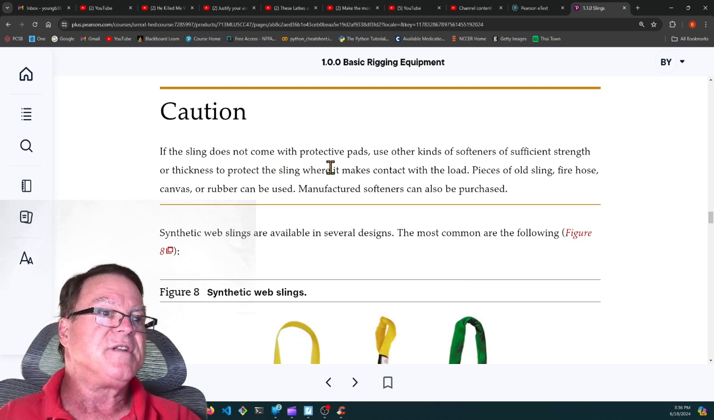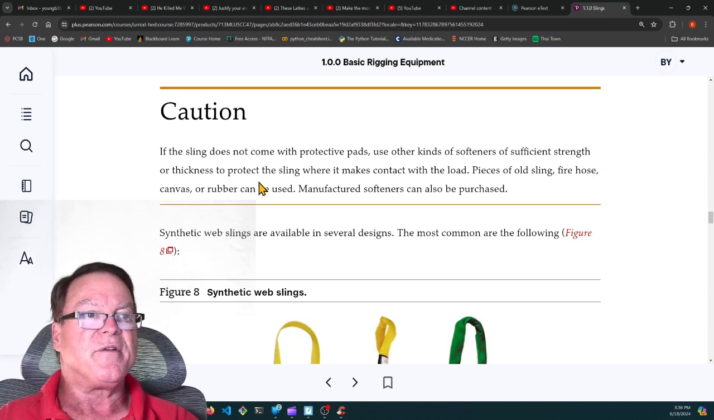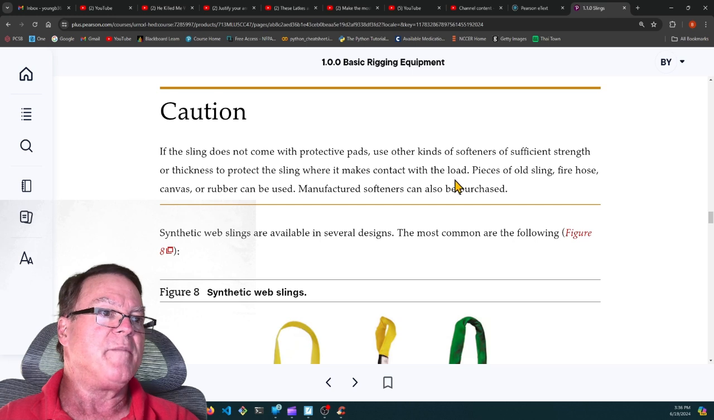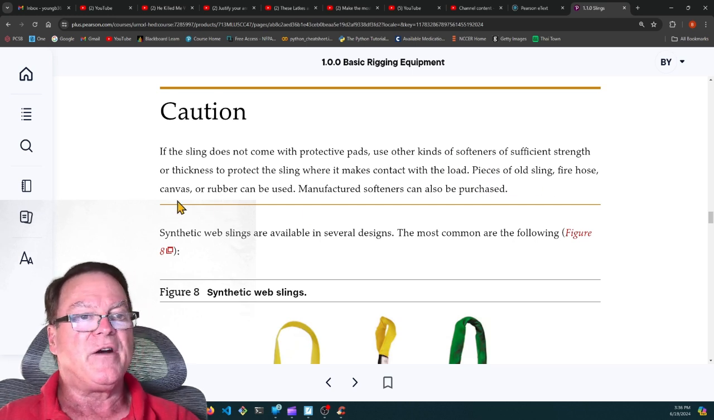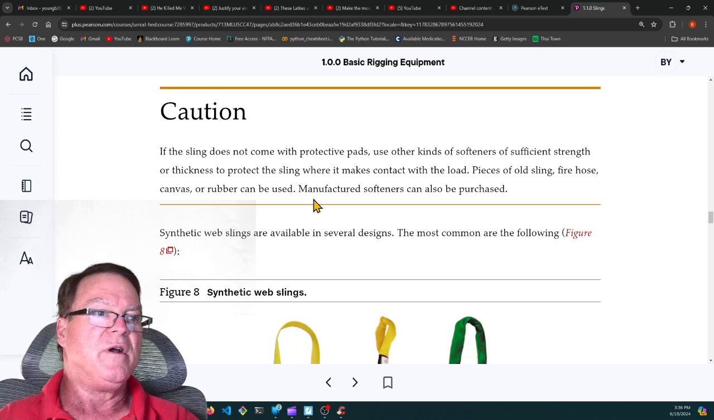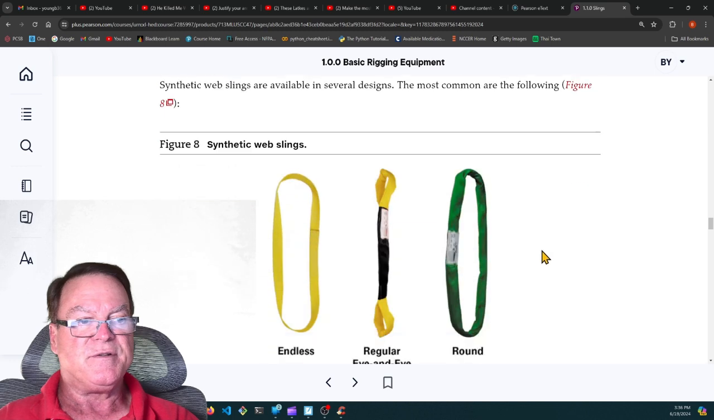Caution: if the sling does not come with protective pads, use other kinds of softeners of sufficient strength or thickness to protect the sling where it makes contact with the load. You can use pieces of old sling, fire hose, canvas, or rubber. Manufactured softeners can also be purchased.